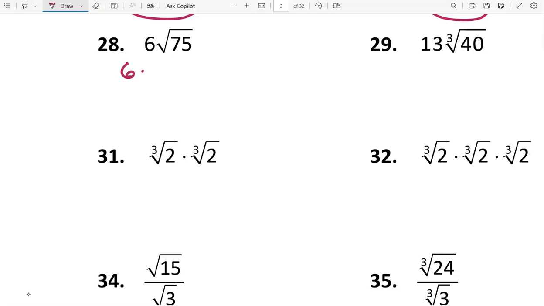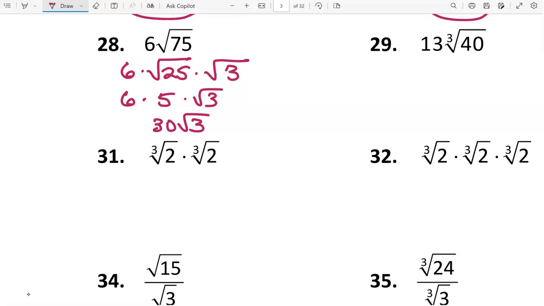So 6 times, and we'll simplify the square root of 75 since it's not a whole number. The perfect square factor that divides evenly into 75 is 25. So the square root of 75 is the square root of 25 times the square root of 3. This gives us 6 times 5 times the square root of 3, or 30 times the square root of 3.